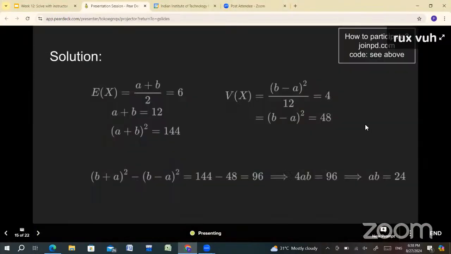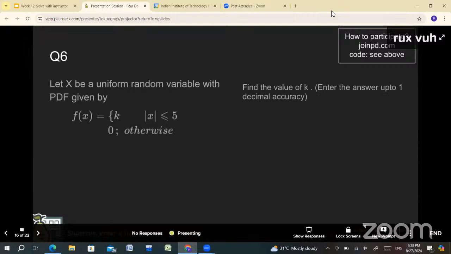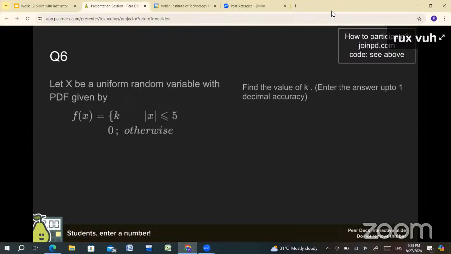Okay, now the next question is: let X be a uniform random variable with the PDF given by this. So you have to find out the value of K.